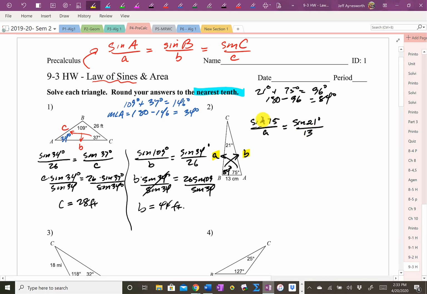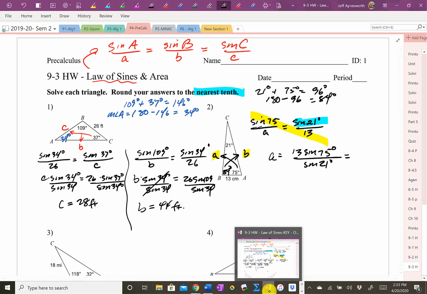Whenever you deal with proportions, you always cross multiply, so it's going to be 13 sine 75, and you're always going to divide by the fourth one here. So experienced people just write out the answer. A is equal to 13 times the sine of 75 degrees divided by the sine of 21 degrees, and they approximate it right there. You just go from proportion to answer and then use your calculator.